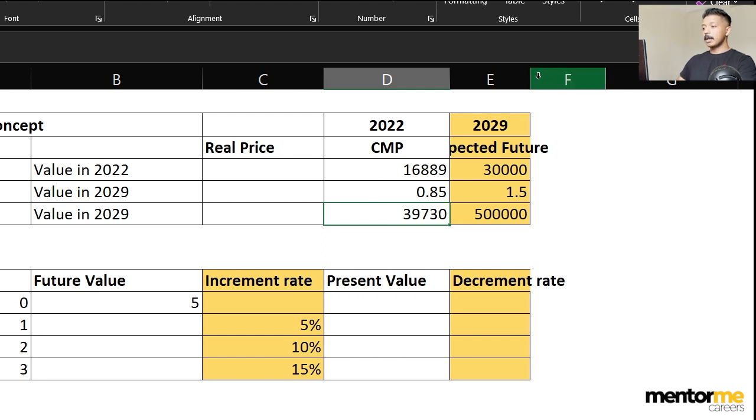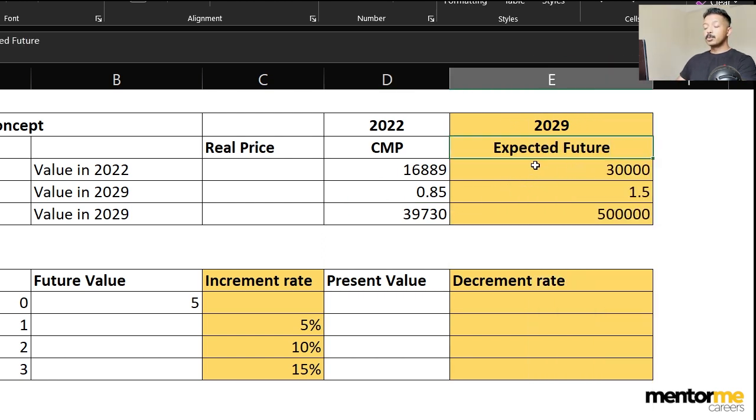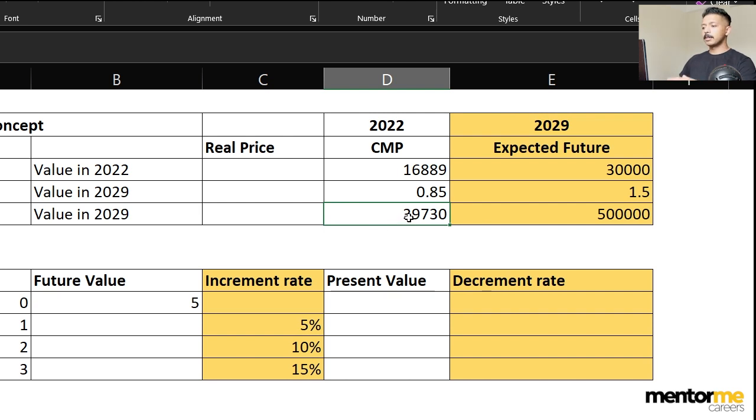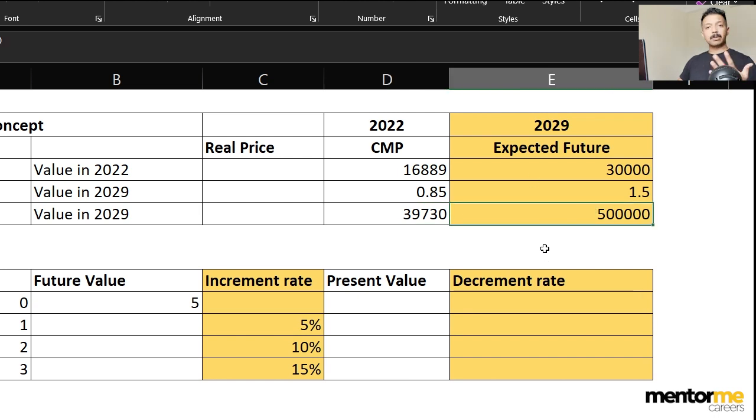$39,730. Alright. Let's say somebody says that the expected future price of Nifty, which is the NSE index representing the top 50 companies in India, is, let's say, 30,000. And let's say the projected value of a real estate asset goes from 0.85 to 1.5, based on whatever assumption the person has taken, right? And similarly, somebody says that the Bitcoin value will increase all the way from $39,000 up to $5 lakh, right? So we're talking about the expected future.